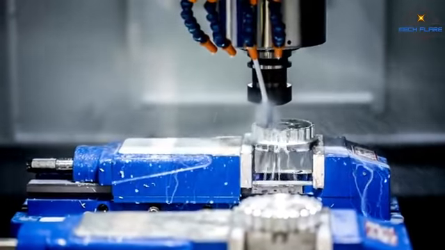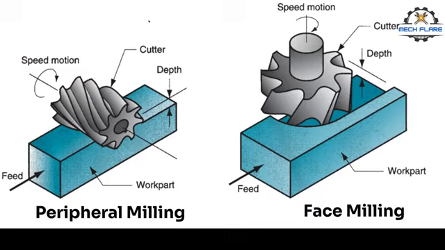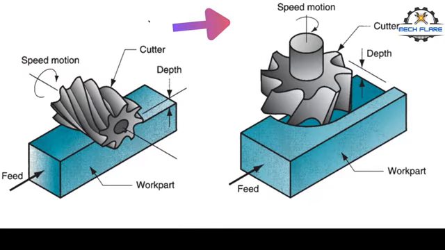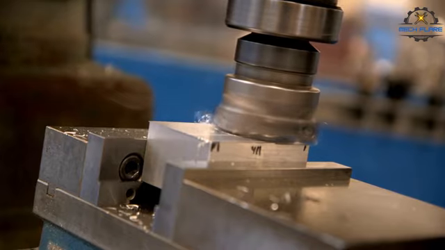In the previous video, we discussed milling and its two basic types, which are peripheral milling and face milling. You can watch that video from here. In this video, we discuss types of milling as promised in the previous video.